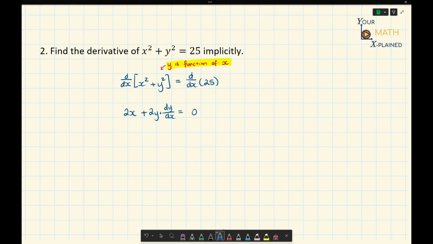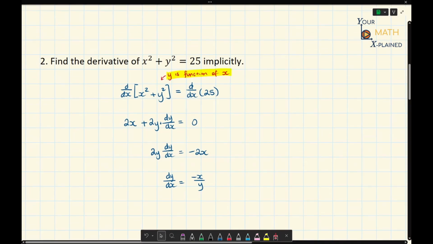And now moving 2x over to the other side, we get 2y times dy/dx is equal to negative 2x. And now we just need to isolate dy/dx. So we get dy/dx is equal to negative x over y.